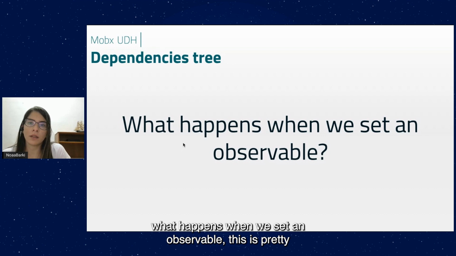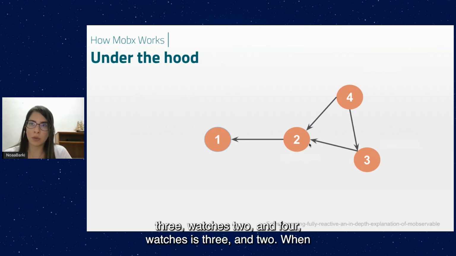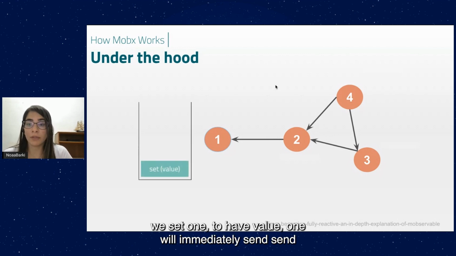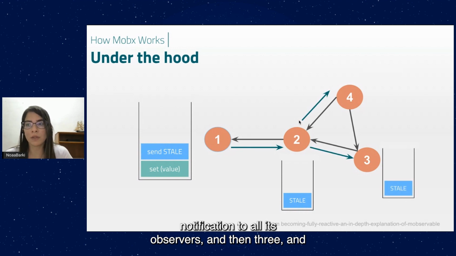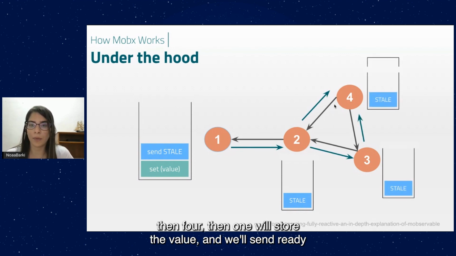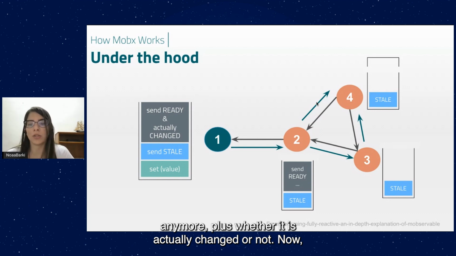But what happens when we set an observable? This is pretty interesting. Here you see 4 observables. 2 watches 1, 3 watches 2, and 4 watches 3 and 2. When we set 1 to a value, 1 will immediately send a stale notification to all its observers, in this case, observable number 2. 2, in response, will send a stale notification to all its observers, and then 3, and then 4. Then 1 will store the value and will send a ready message, which means that it is stable, nothing can change anymore, plus whether it actually changed or not.